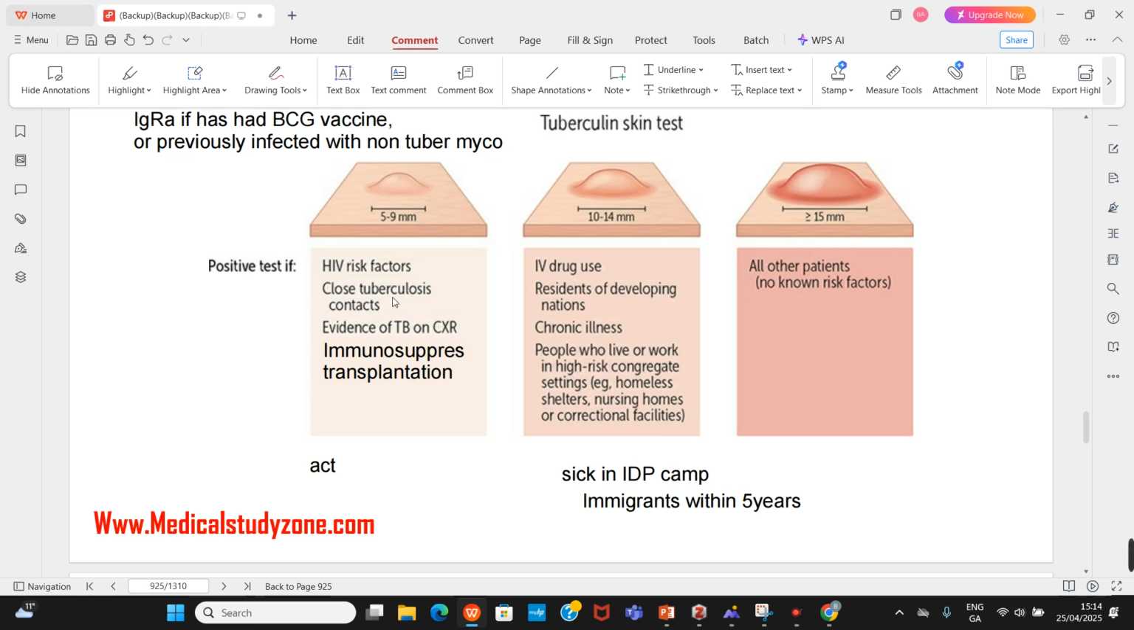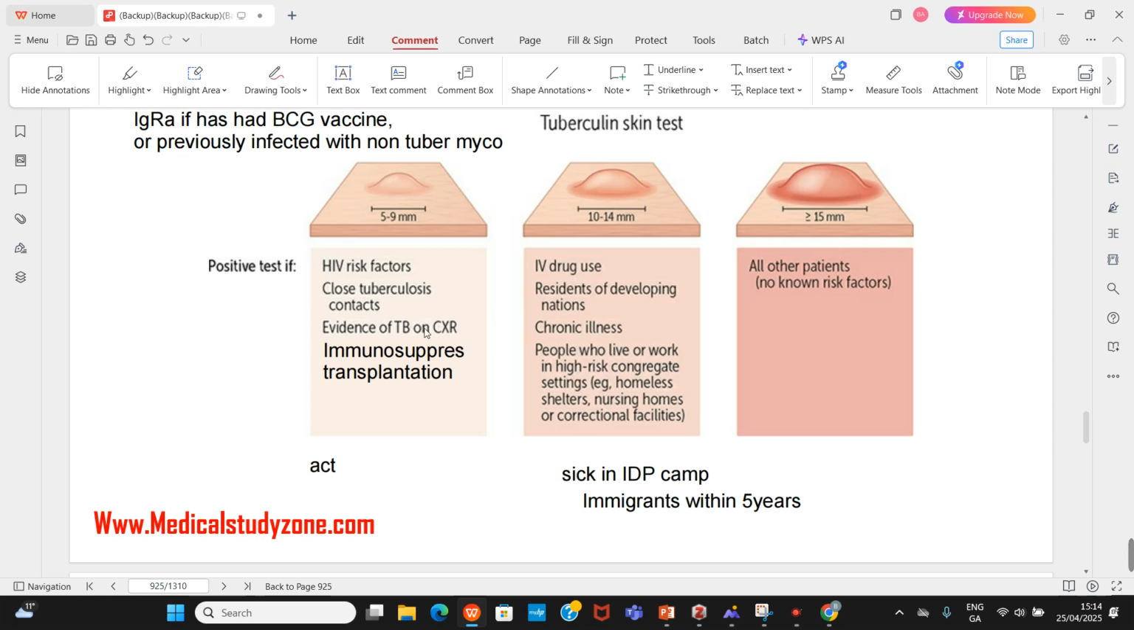HIV, or the person has been in contact with somebody with tuberculosis. Or when you do a chest X-ray, you are seeing features of tuberculosis. You now go ahead and do the tuberculosis skin test. It is now between 5 to 9. You can confidently say that what you are seeing is tuberculosis.